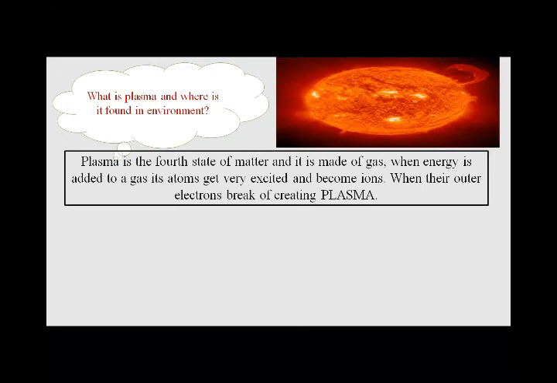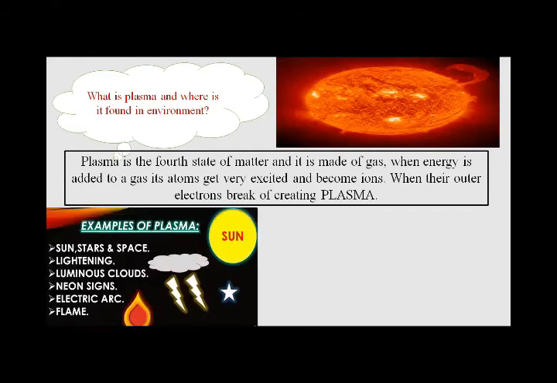In secondary classes, inshallah, you will study what ions are. But in this class, just for your knowledge, plasma is the fourth state of matter and it is made up of gas. When energy is added to a gas, its atoms get very excited and become ions, when their outer electrons break off, creating plasma. What are the examples of plasma? The sun, stars, and space are examples of plasma.